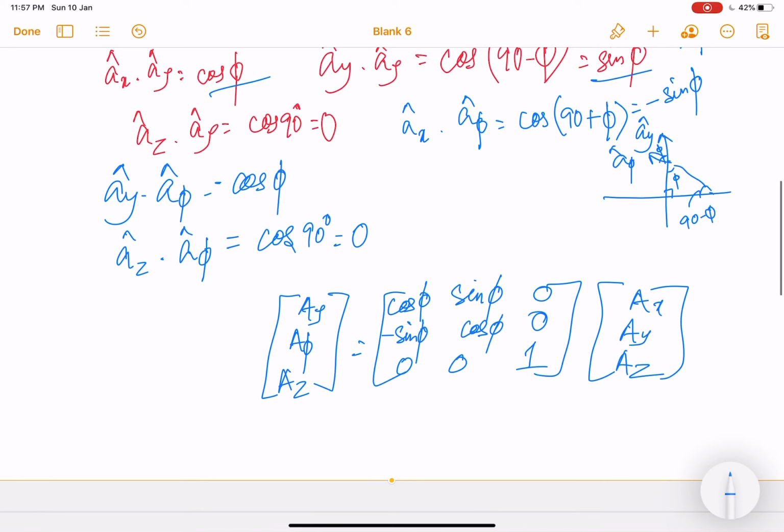So this is my relationship between the cylindrical vector and my Cartesian vector. I'm sure these things are pretty clear and you'll be able to solve problems based on this, as we'll see further. Till then, thank you.